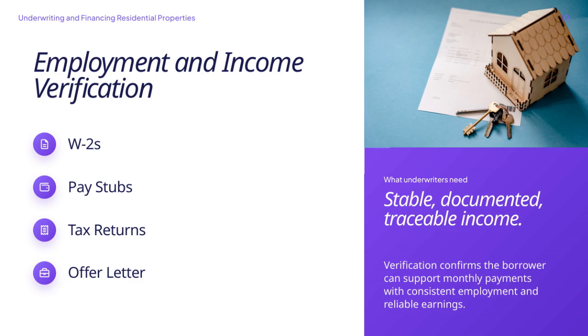Underwriters look for stable, documented, and traceable income to ensure that borrowers can reliably support their monthly payments. Key documents used for this verification include W-2 forms, pay stubs, tax returns, and offer letters. These documents help confirm that the borrower has consistent employment and reliable earnings. Essentially, this verification gives underwriters confidence that the borrower's financial situation is steady enough for financing approval.